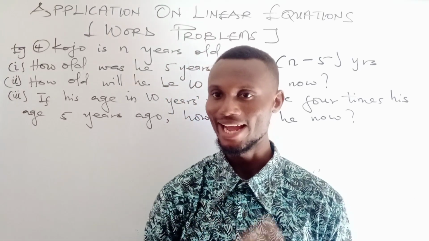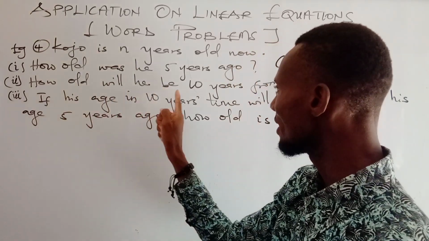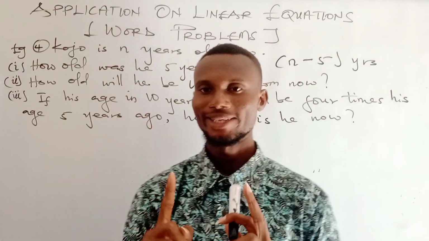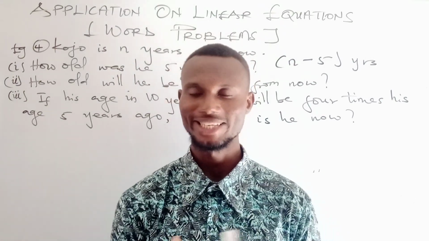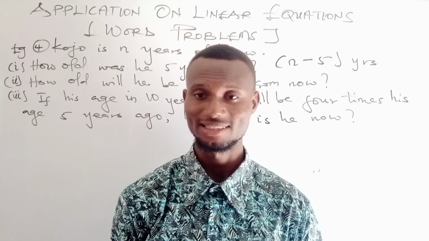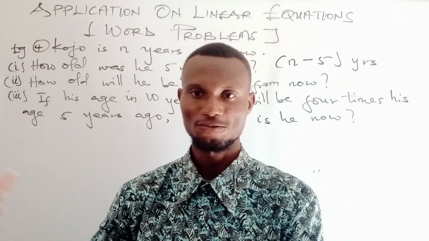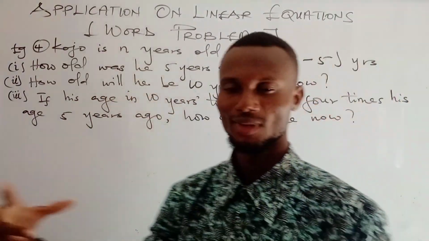Let's tackle the II. It says, how old will he be 10 years from now? Again, take note that his present age now is n years, and the question is asking how old will he be in 10 years from now? How old will he be 10 years from now?